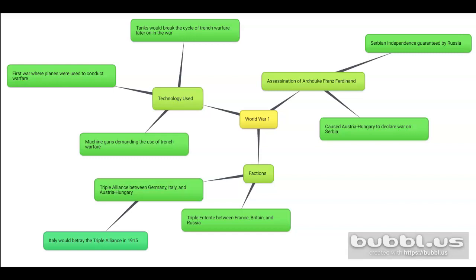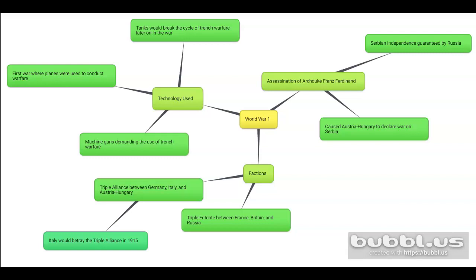Hello and welcome to today's lesson on the beginning of World War One. Today we've got a little concept map here to show you the political and technology scheme, as well as what actually sparked off World War One.